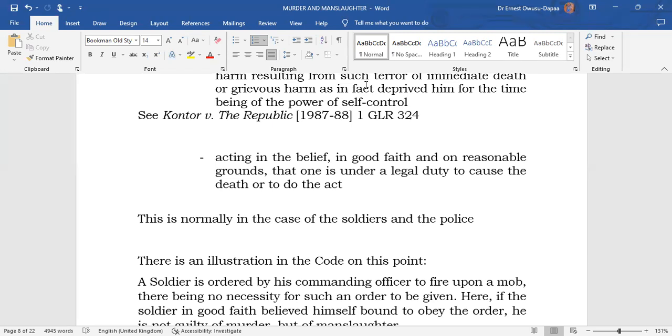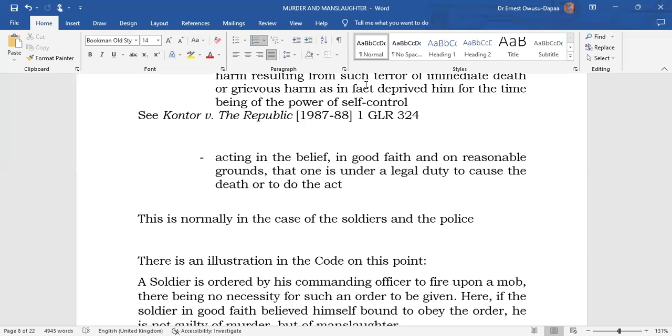And again, section 53C makes it clear that provocation may avail an accused person and have murder reduced to manslaughter, where it was as a result of an act of adultery committed in the view of the accused person with or by the wife of the husband, or the criminal offense of unnatural carnal knowledge committed in the husband or wife's view on the wife or the husband or the child.